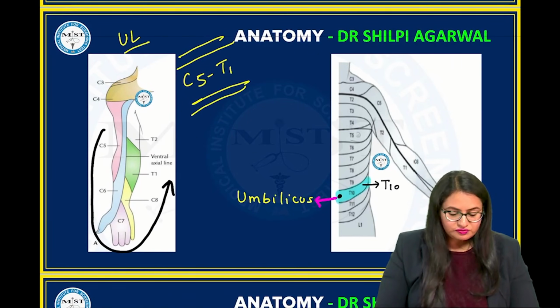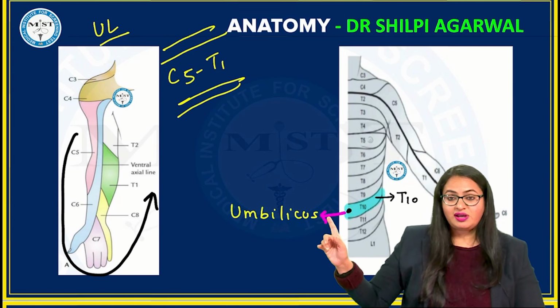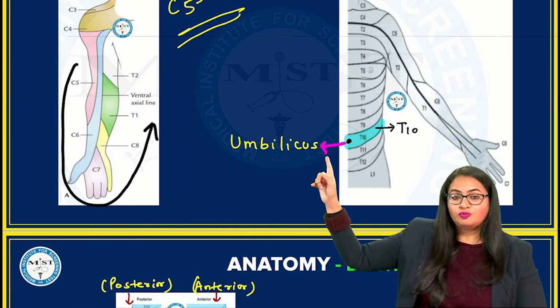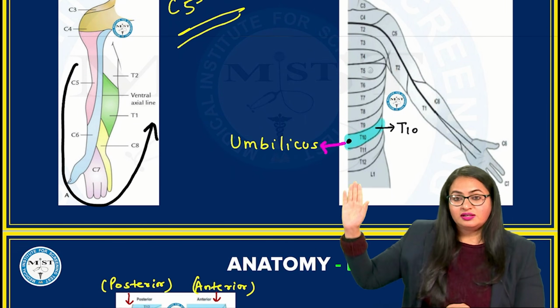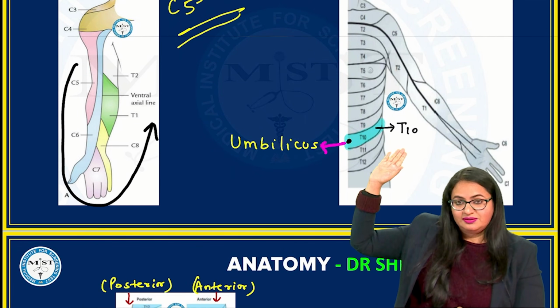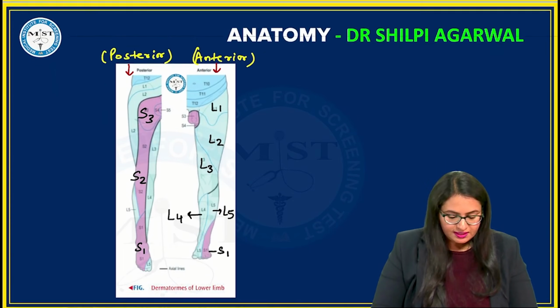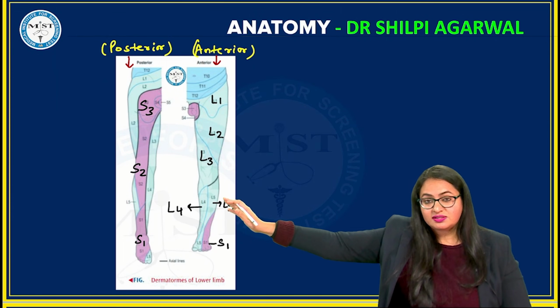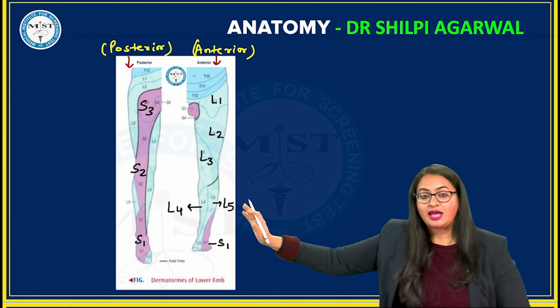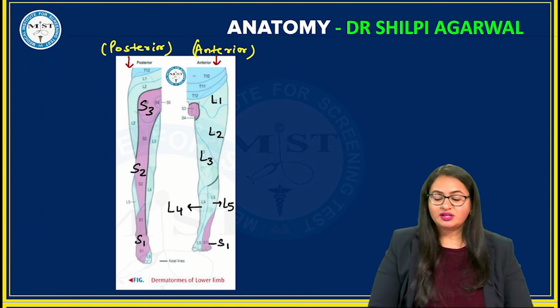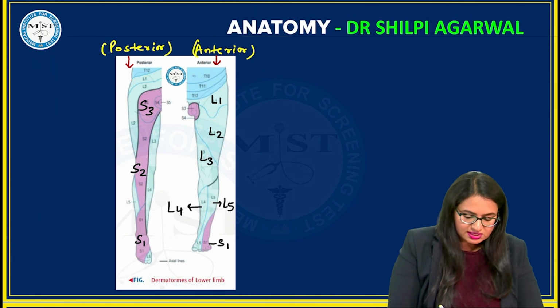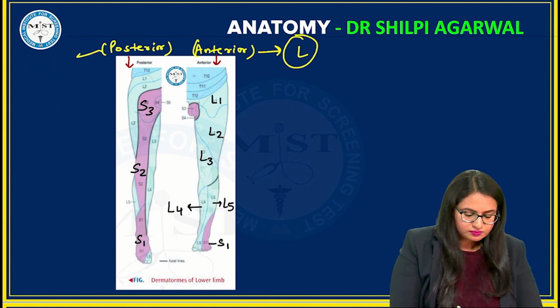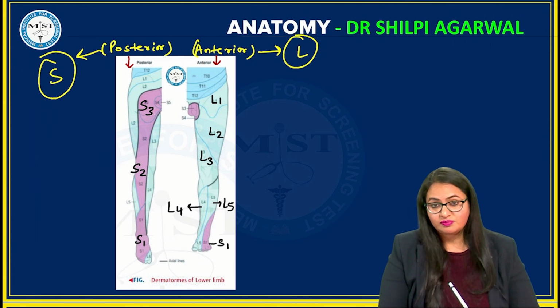Another very important dermatome, as highlighted here, is the dermatome of the umbilicus, and this is T10. Now coming to the dermatomes of the lower limb, you can see that on the anterior side the dermatomes are different, and on the posterior side they are different. The anterior side has lumbar dermatomes, and the posterior side has sacral dermatomes.